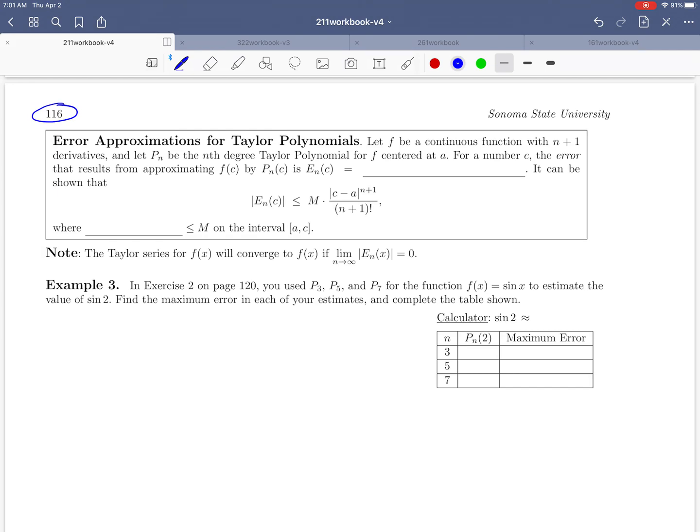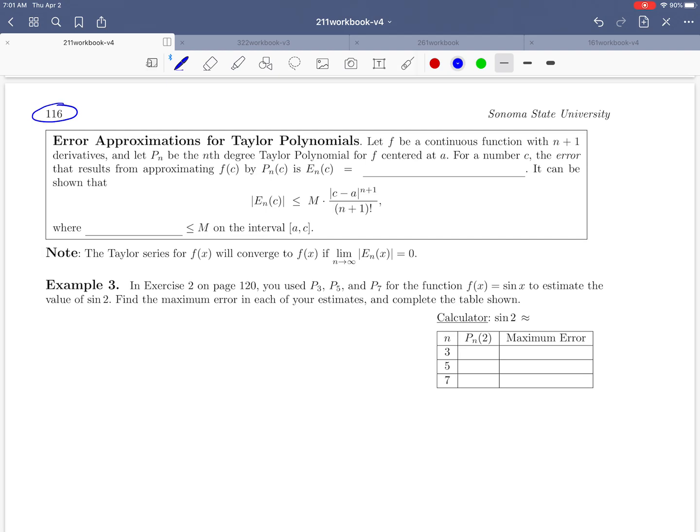Well, up to this point, we've done a number of examples where we take a function, we build its Taylor series, and we use Taylor polynomials to approximate the value of a function at a point. So these approximations that we were doing, it would be nice to know how accurate they are. How far away are the approximations from the actual value of the function? That's the question that we're trying to answer here.